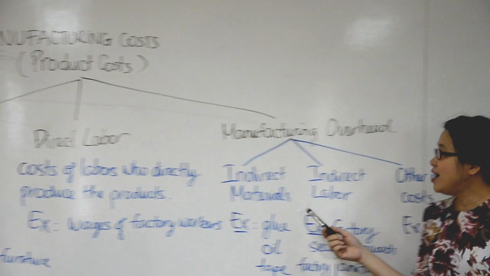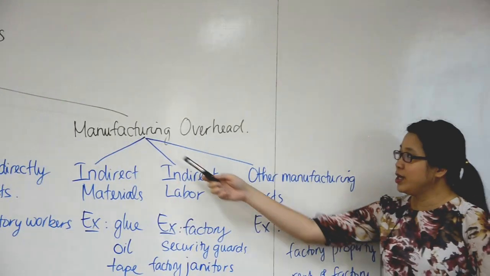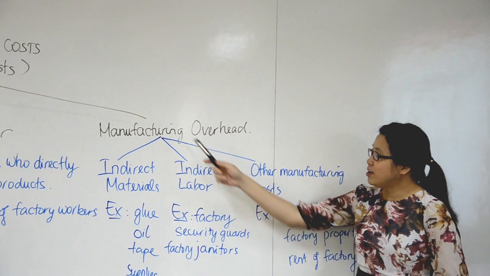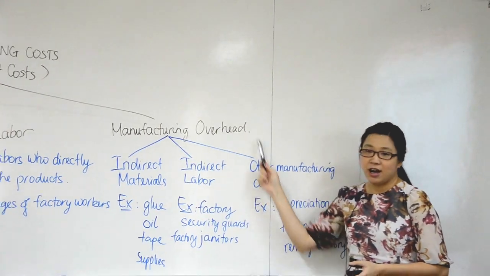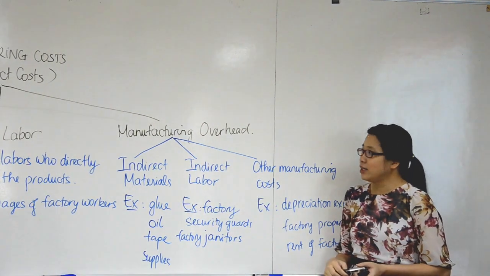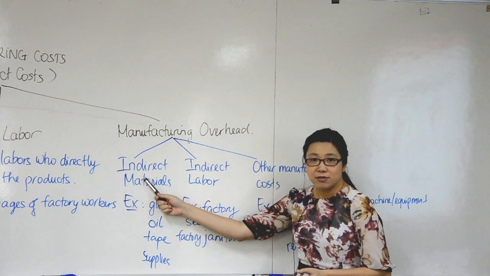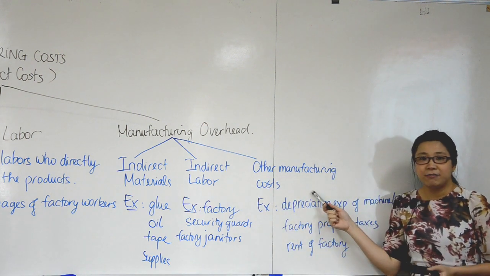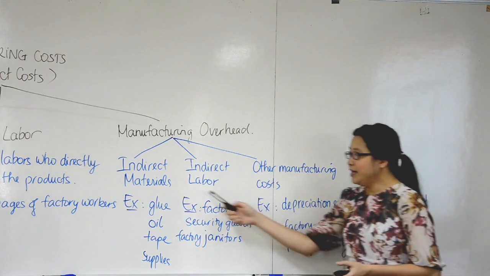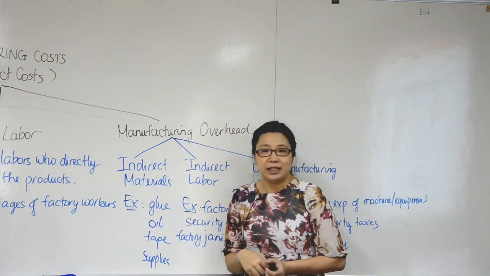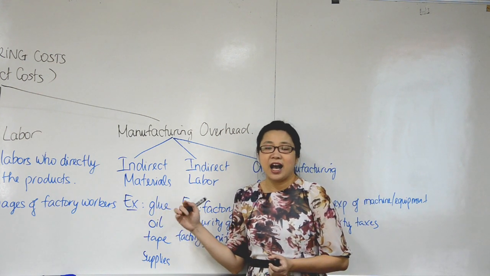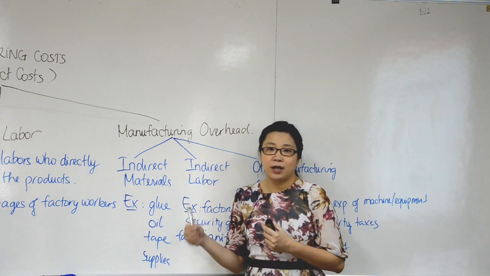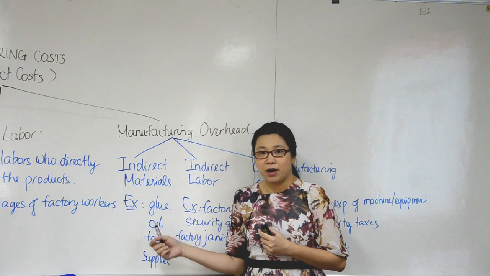Now, the last type of manufacturing cost, we call it manufacturing overhead. There are three types of costs under manufacturing overhead. We have indirect materials, indirect labor, and other manufacturing costs. So indirect materials, what does it mean? Indirect materials are the costs that are not directly used to produce the product.